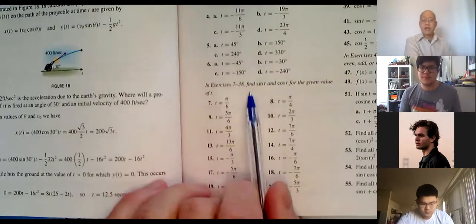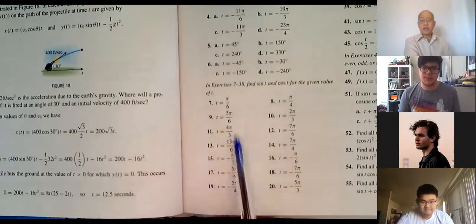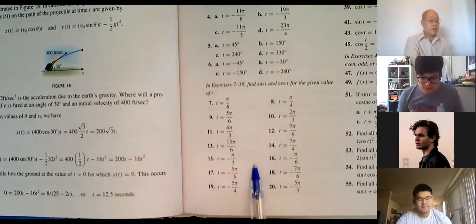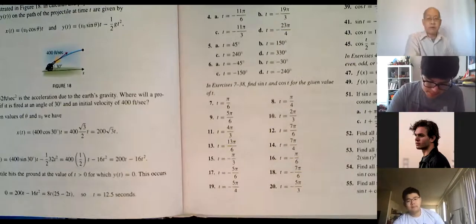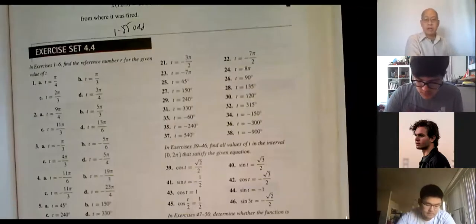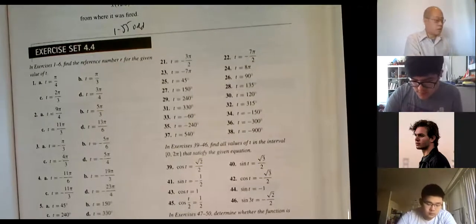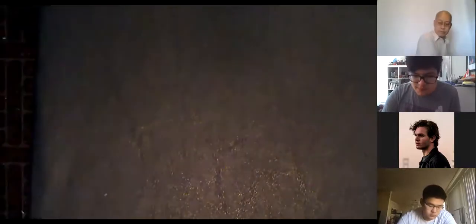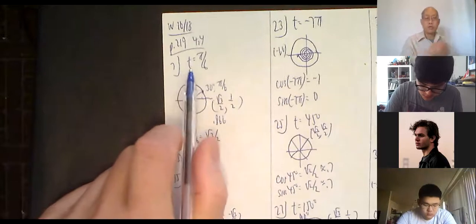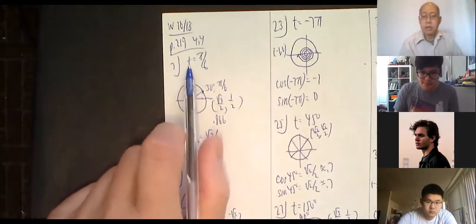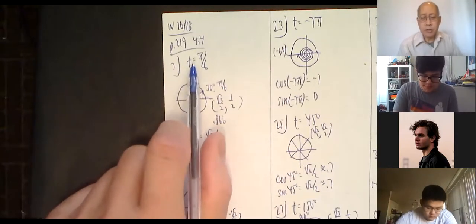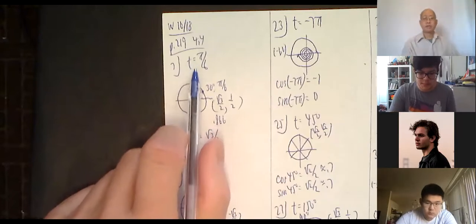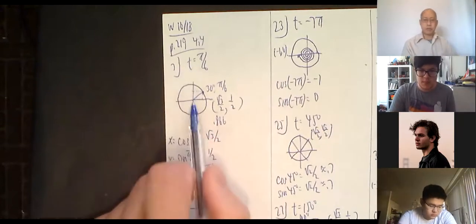Okay, find sine of t and cosine of t for the given angles. They give me all these angles. Some of them are in degrees and some of them are in radians, and they just want the sine and the cosine. So pi/6. Now, if you're not comfortable with radians, you can switch to degrees. So 30 degrees.